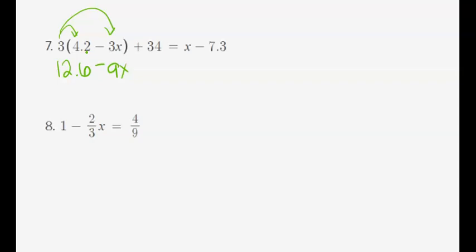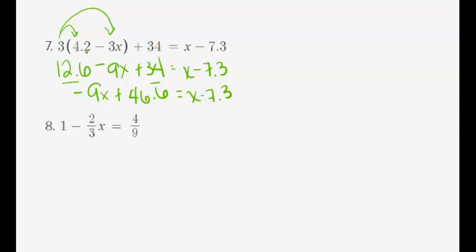I can drop my parentheses because I distributed the 3, plus 34 equals x minus 7.3. Now I'm going to collect like terms on this side, and I get negative 9x. 12.6 plus 34 is equal to 46.6. Positive 46.6 equals x minus 7.3. Now, I'm not going to show all my work, but I'm going to subtract x from both sides. And when I do that, I end up getting negative 10x on the left side.